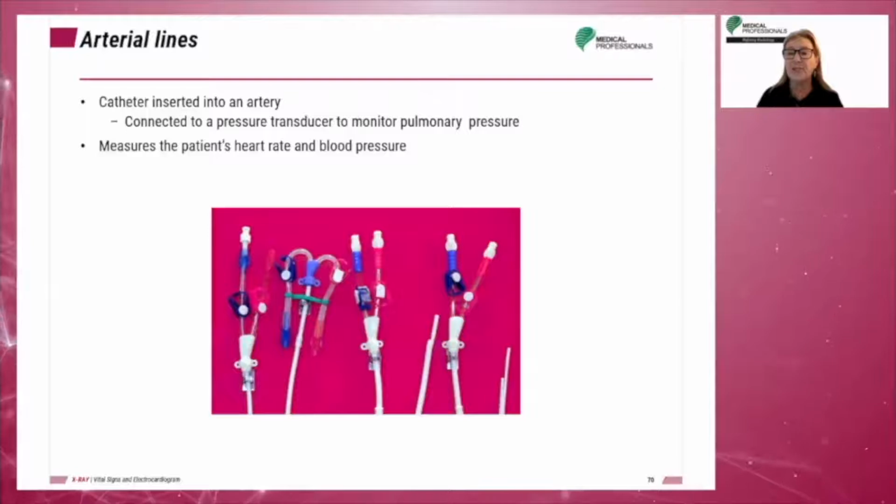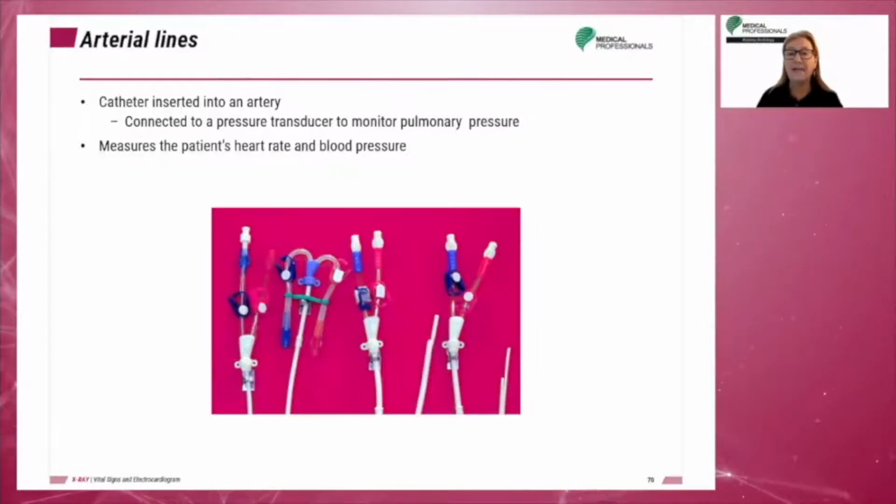Common sites for placement of the arterial line include the radial, brachial, axillary, pedal, and femoral arteries. The most common sites are the radial, femoral, and axillary arteries.